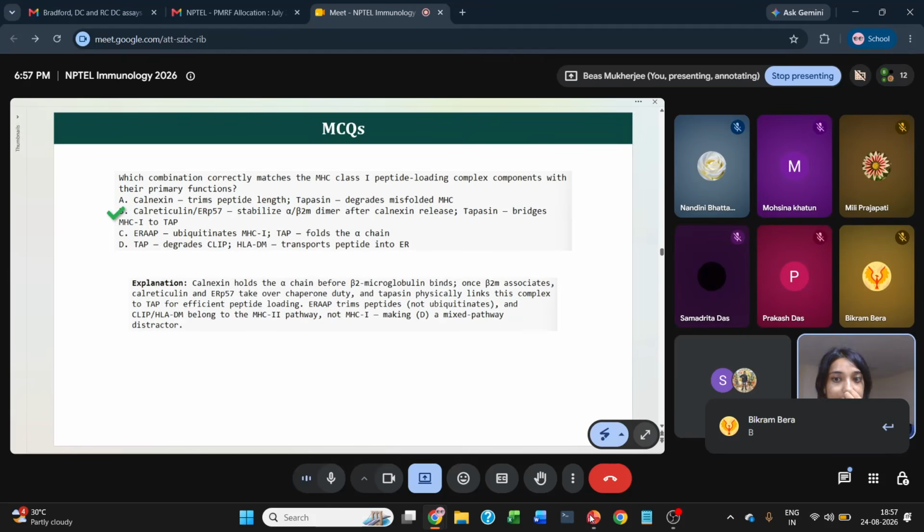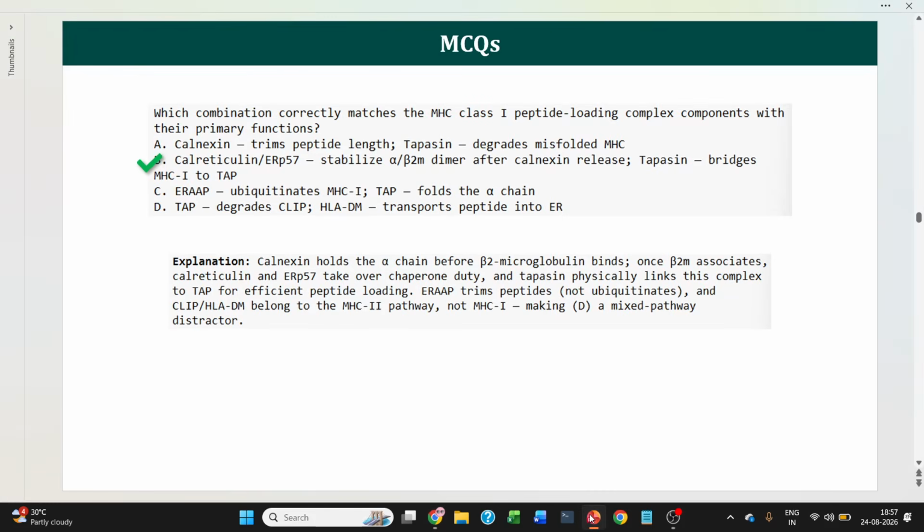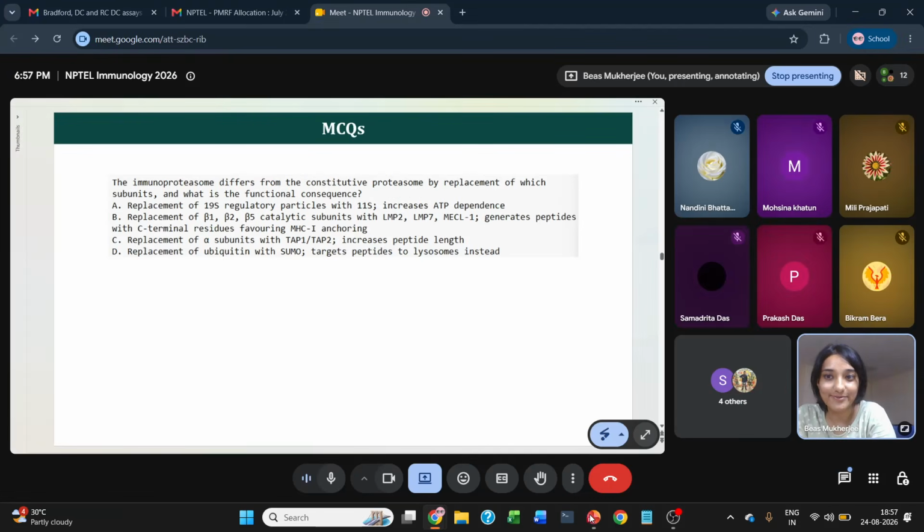Good. So basically, calnexin holds the chain before beta 2 microglobulin binds. Remember the names. Right now, you are answering very fast. That is very good. But then, please don't get confused later on. Don't forget later on. Revise again and again. So that is the whole picture, and that is what you need to remember. Now we have the next question.